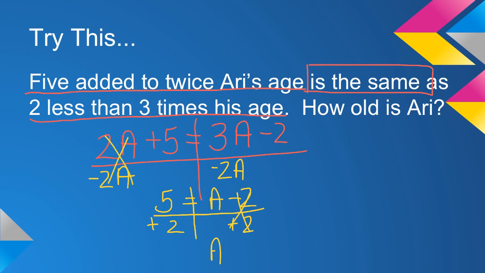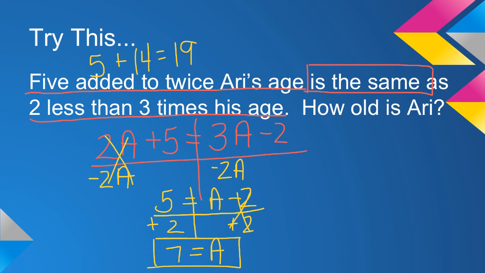I think Ari is 7. So if we took 5 plus twice Ari's age, which would be 14, we'd get 19. And if we took 2 less than 3 times his age, which would be 21 minus 2, we'd still get 19. We have the right answer.